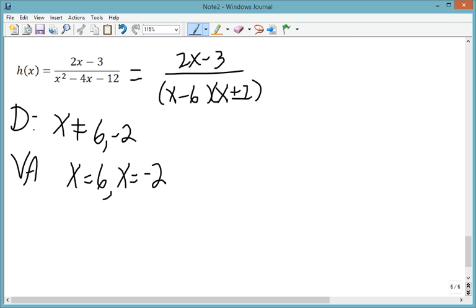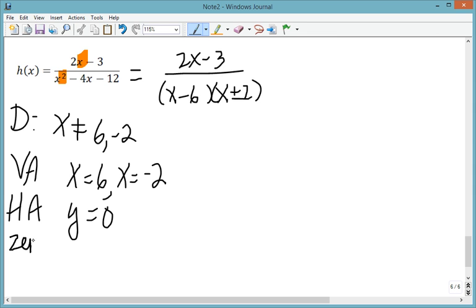Now, our horizontal asymptotes. So now we're looking at what happens at the ends, right? So I look at the degree. The degree of the top is 1. The degree of the bottom is 2. So the top is smaller than the bottom, which means the bottom's getting big faster. So the horizontal asymptote is the line y equals 0.